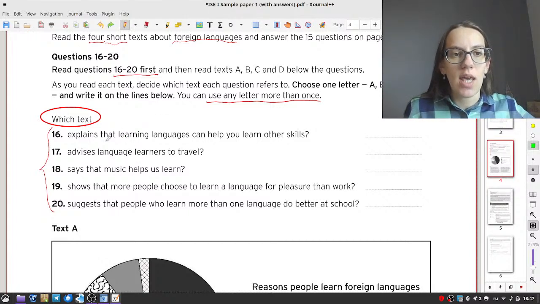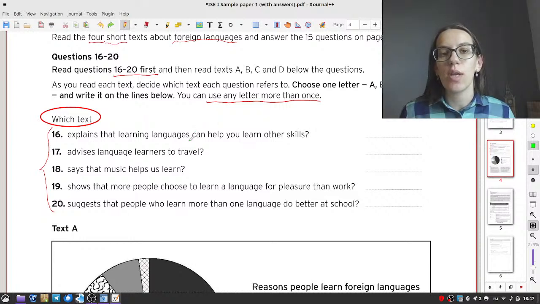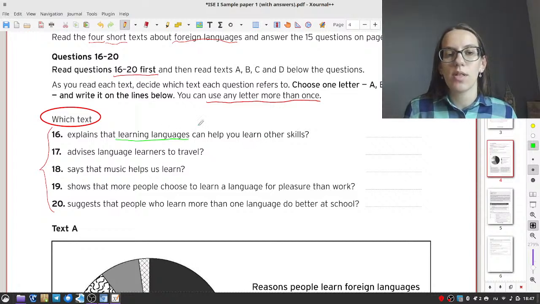So, keywords here. Which text explains that learning languages can help you learn other skills? What ideas do we need to look for in a text to answer this question, to find the right text for this question? So, learning languages, yeah, it's all about learning languages, but still it's important. Learning languages can help you learn other skills. This is what we are looking for in question 16.